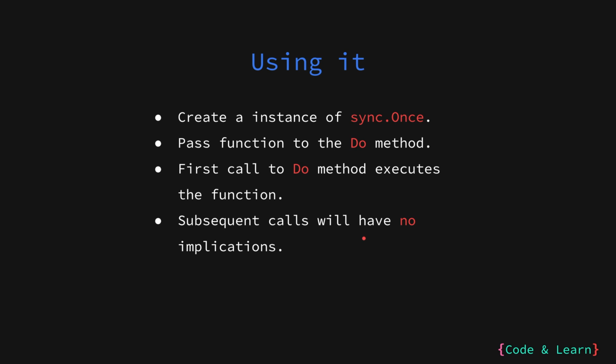So the only time that the function passed to the Do method is called is when it is executed the first time. Please note that passing different functions to a single instance of sync.Once does nothing. This means if I pass two distinct functions to the same sync.Once instance, only the first function will be executed. That is all for the theory part. Let us now look at an example.